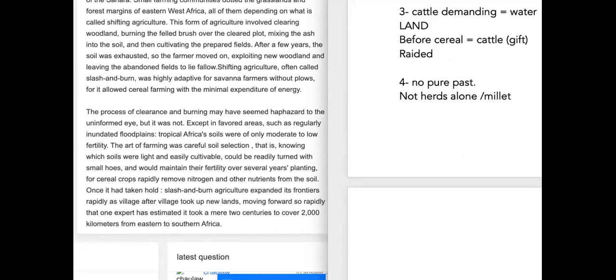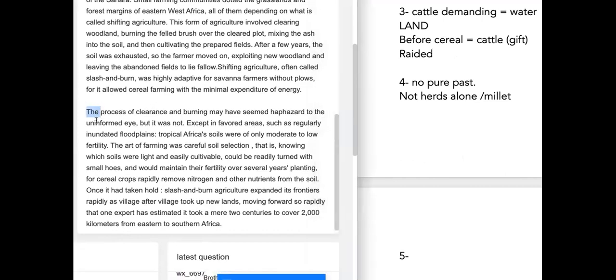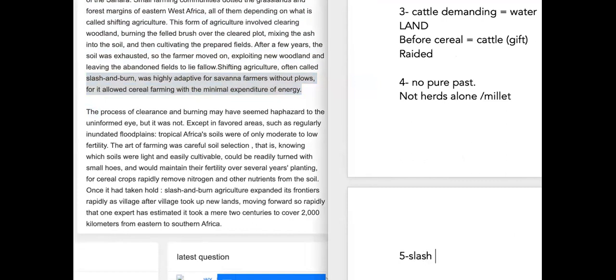Okay, so we've got clearance and burning. And see how they say the? So they must have mentioned it in this paragraph, right? Last sentence, I'm going to go here. Shifting agriculture, often called slash and burn, was highly adaptive. Okay, so I'm going to write that down. Slash and burn. Whoops, that kind of goes with paragraph 4, doesn't it? But we pick it up again in paragraph 5. So ideas that come up in more than one paragraph are good indications that that's going to be a main idea. Oops, slash and burn.